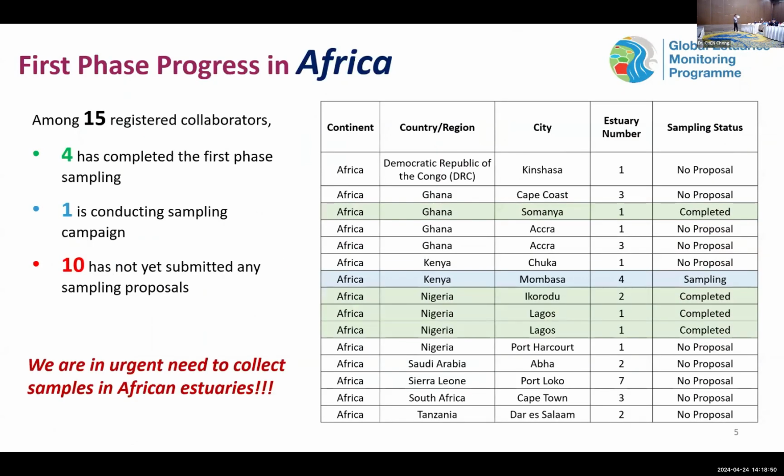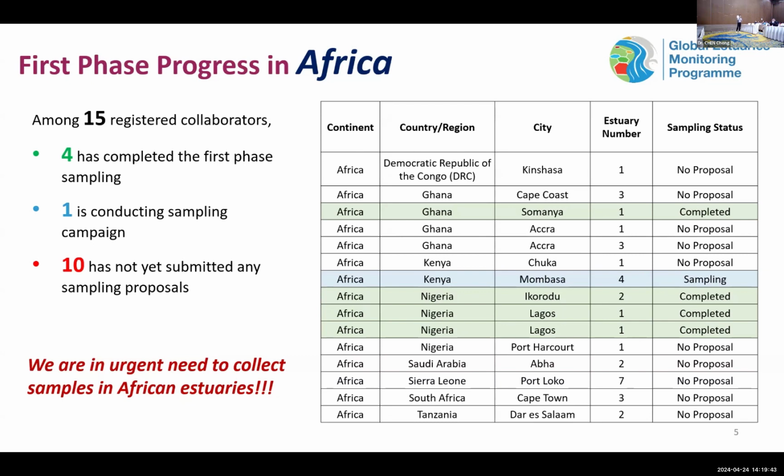And here, because we have some time today, I would like to introduce the progress of each continent. Firstly, in Africa, as I mentioned before, we have 15 registered collaborators. 4 of them have completed the first phase sampling, and one is from Ghana and the other 3 are all from Nigeria. There is one collaborator from Kenya now conducting the sampling campaign for us, but the other 10 collaborators have not submitted proposals, and they are from DRC and Ghana, and also one from Kenya and Saudi Arabia.